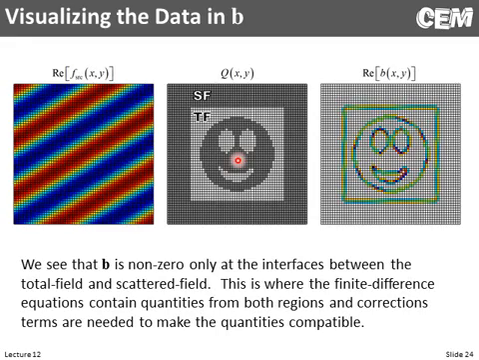Well, if I take this b vector that we've calculated on the last slide and reshape it back to a 2D array and visualize it, we see we only get numbers at the boundaries between the total field and scattered field. And so this has incorporated the corrections, and it's only at the boundary that the finite difference equations cross the boundary, and you end up with incompatible terms. So that's why we have numbers at the boundaries but not anywhere else. The finite difference equations out here don't cross the total field scattered field interface, so no corrections are necessary.